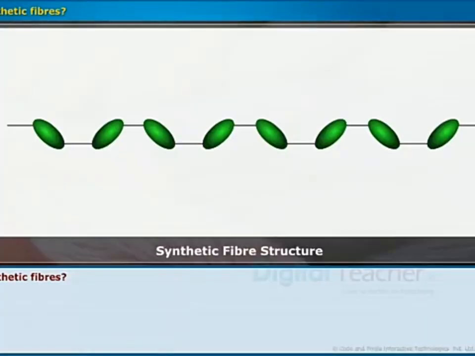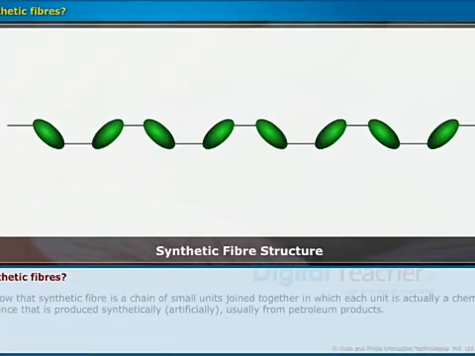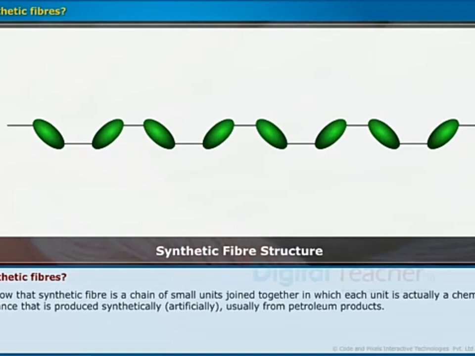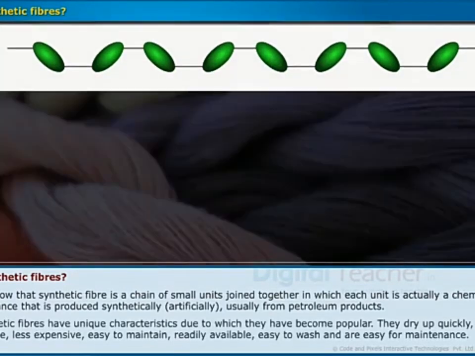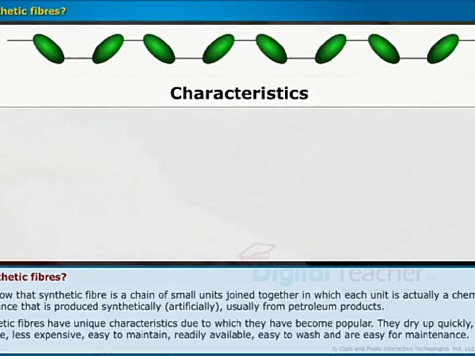Why synthetic fibers? We know that synthetic fiber is a chain of small units joined together in which each unit is actually a chemical substance that is produced synthetically or artificially, usually from petroleum products. Synthetic fibers have unique characteristics due to which they have become popular.